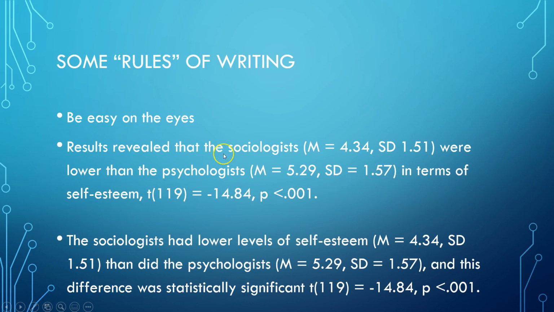Just stopping right there, maybe you can see that it's confusing. If you don't know what this sentence is about, you've revealed that sociologists, and here's their mean of what? I don't even know what we're talking about. And they're lower than the psychologists, and here's their mean. Still don't know what we're talking about in terms of self-esteem. Finally, three lines down, I know what the sentence is about. So just think simple things like the sociologists had lower levels of self-esteem with a mean of 4.34 than did psychologists, and this difference was statistically significant. Again, I'm going to teach you how to write like this, and it's these small little things that are important to writing a good paper.